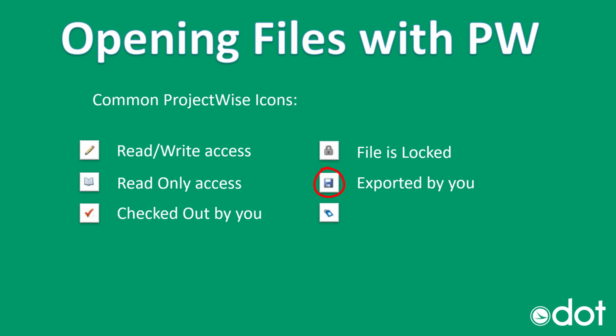Next, we have a floppy disk. What that means is the file has been exported by you. The file is typically exported to a local folder and then worked on outside of the ProjectWise work environment. This is not a recommended workflow, but in some cases you may have to do this. But it is good to know that when finished, the file needs to be re-imported back into ProjectWise to see those changes.